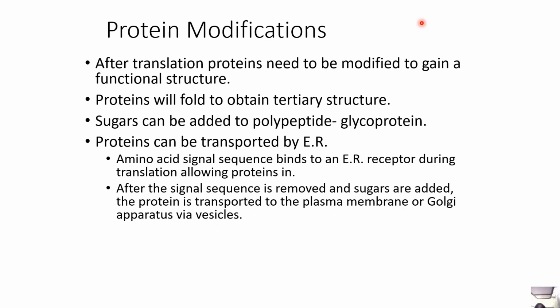After translation, proteins need to be modified to gain a functional structure. Proteins will fold to obtain tertiary structure. Sugars can be added to the polypeptide, forming a glycoprotein. Proteins can be transported by the ER. An amino acid signal sequence binds to the ER receptor during translation, allowing proteins in. After the signal sequence is removed and sugars are added, the protein is transported to the plasma membrane or Golgi apparatus by vesicles.